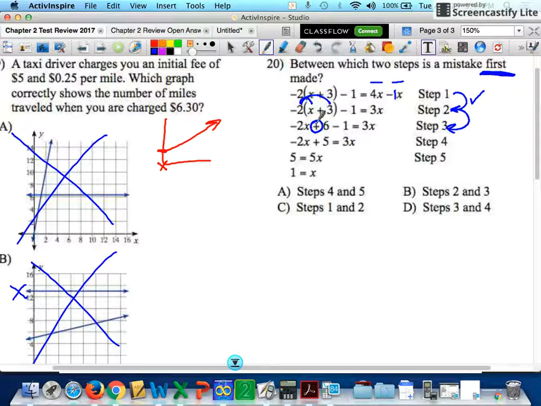And that's such a small mistake, but it is a mistake nonetheless, and it is the first mistake. So we don't even care about the rest of the problem. There's our first mistake right there between steps 2 and 3. Answer is B.